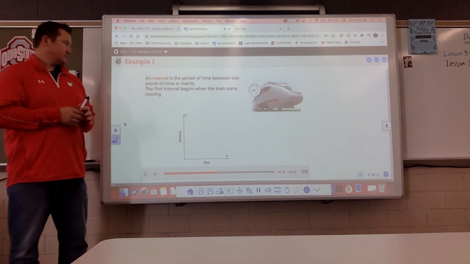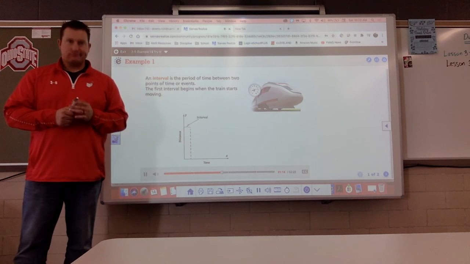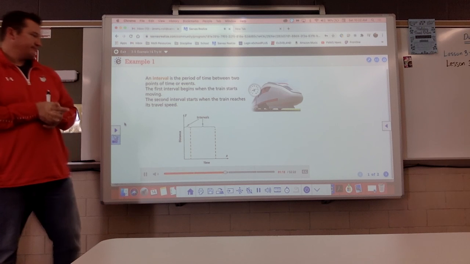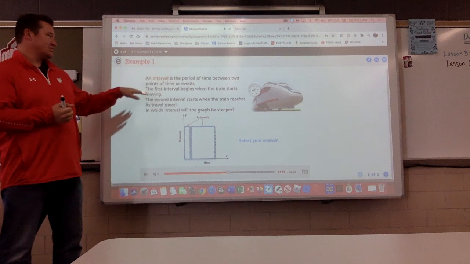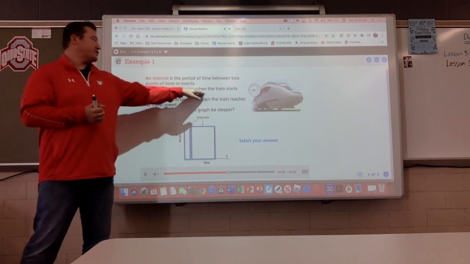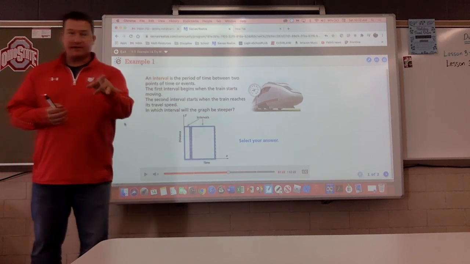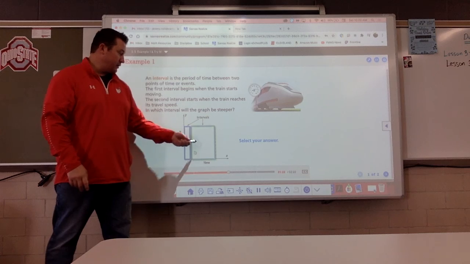The first interval on the graph begins with the train standing still and ends when it reaches travel speed. The second starts when the train reaches its travel speed. In which interval will the graph be steeper? Select your answer. First interval, it starts moving. Second interval, it reaches its travel speed. What are you guys going to think? Which one? Choose the wrong one? Okay.